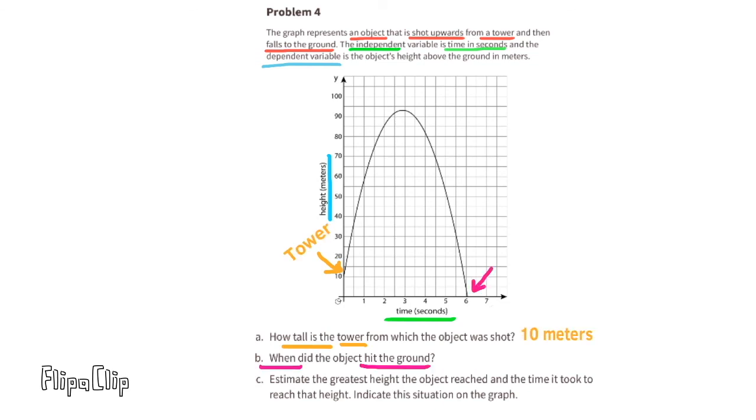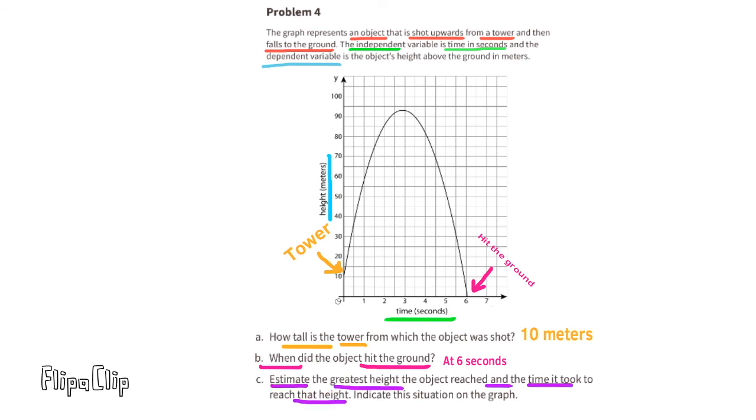B. When did the object hit the ground? To find when the object hit the ground, look at the x-axis, the horizontal axis, and you can see the point at 6 seconds after it was shot, it had hit the ground.